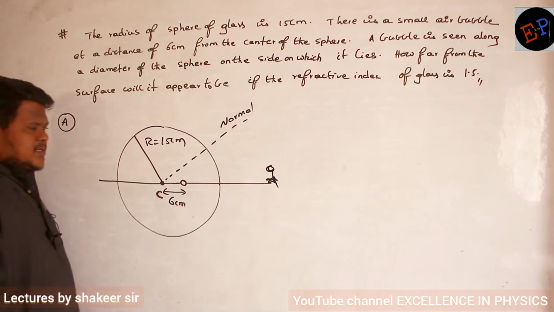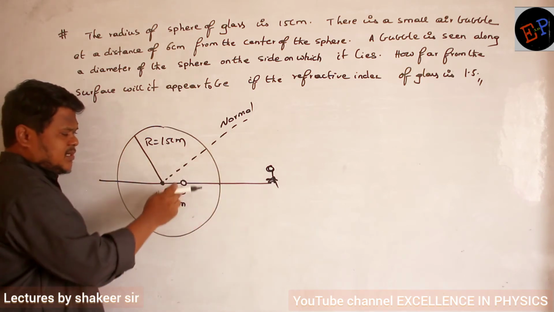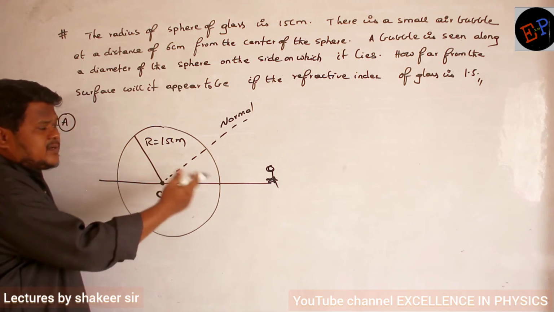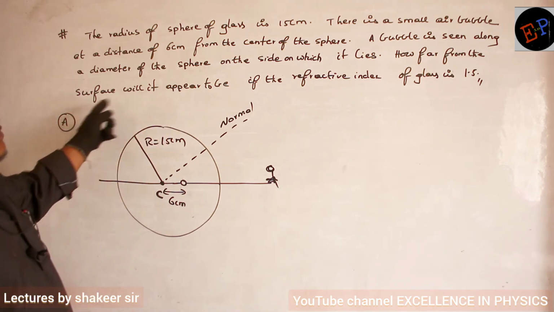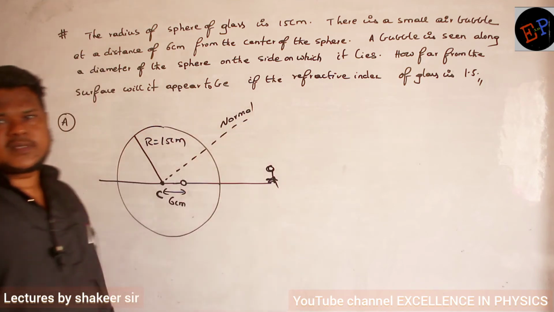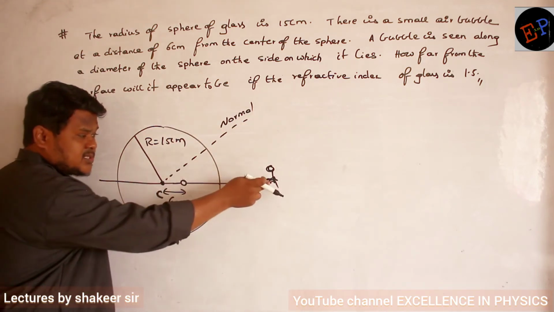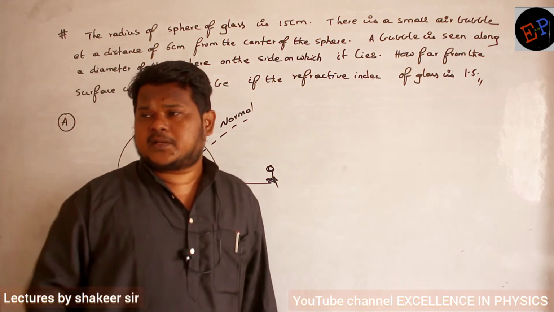Are you able to understand? The observer is standing on the same side as the bubble, and he is observing this bubble. Now the question is, where will the image of this bubble be created? How far from the surface will it appear to be if the refractive index of glass is 1.5? Its actual position is 6 centimeter from the center, but to this observer, how does it appear? How does it appear means where the image will be created? That's what he is asking.